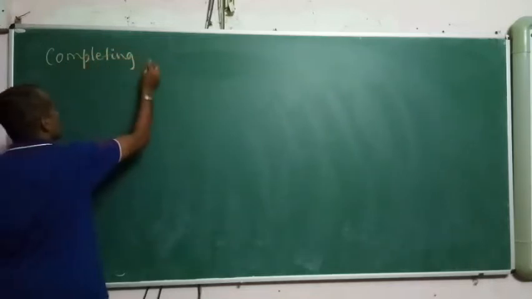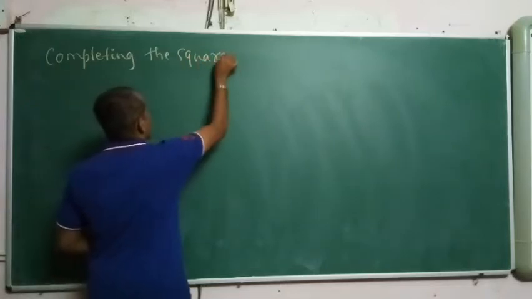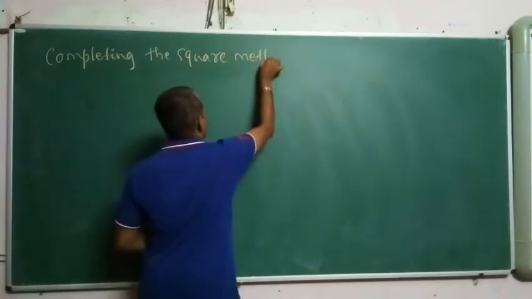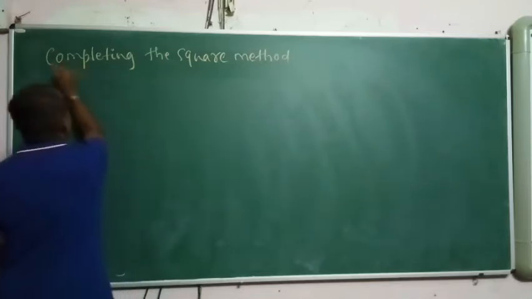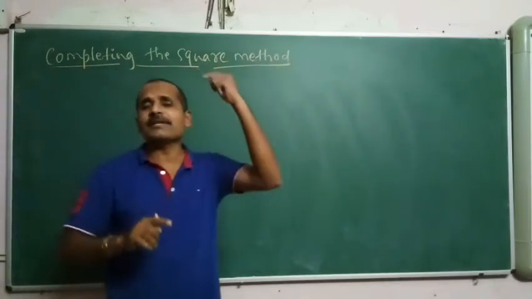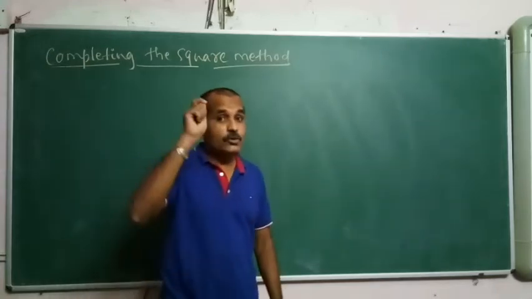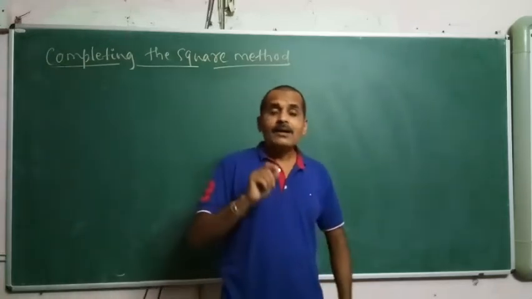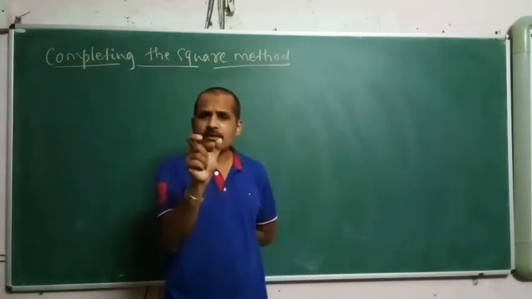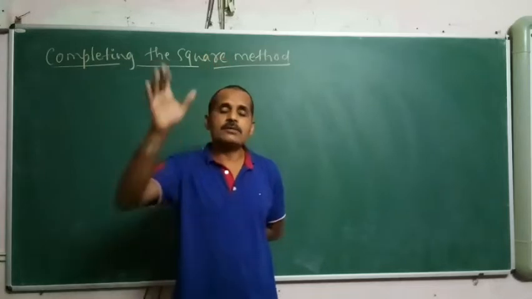Completing the square method. The name itself says it is completing the square. That means some square has to be completed. What type of square has to be completed, I will explain to you. But let me tell you one thing: whenever a quadratic equation is given, you can solve it with any method. You have to get the same answer.